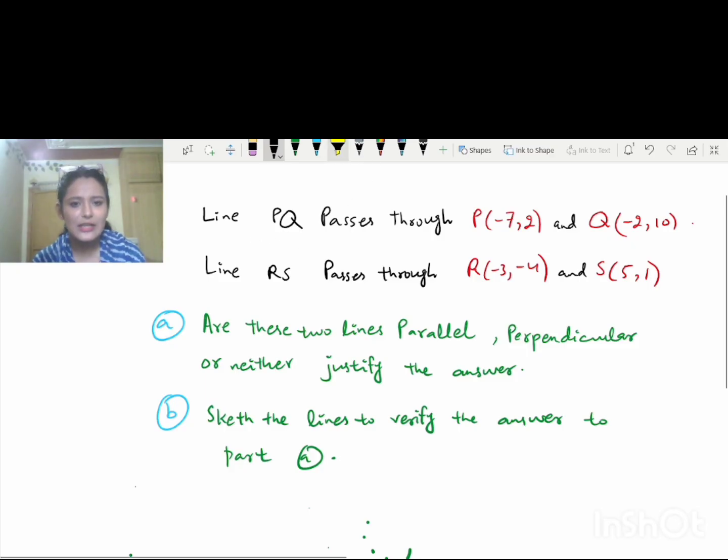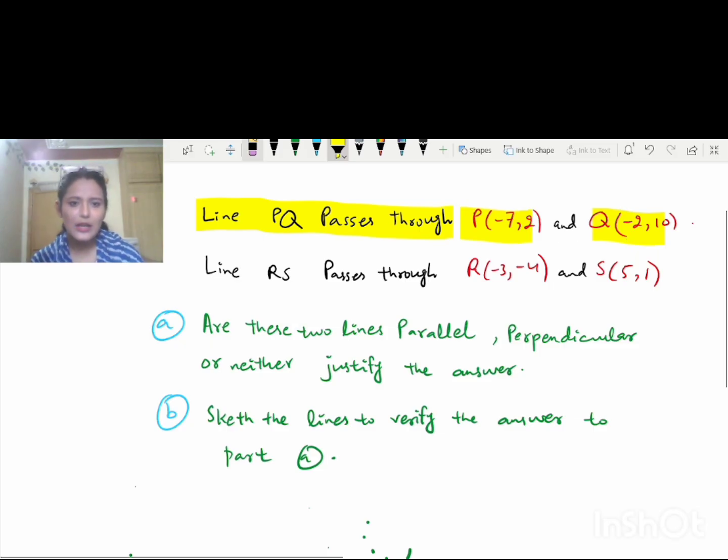So this is the question that is given. Line PQ passes through some given points, point P and point Q. So there is a line called PQ, and this line passes through point P and through point Q.